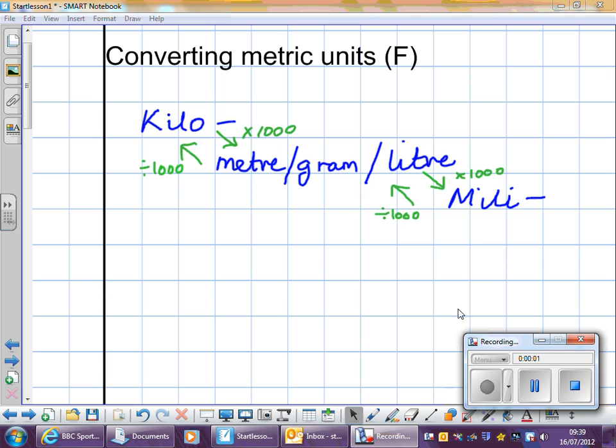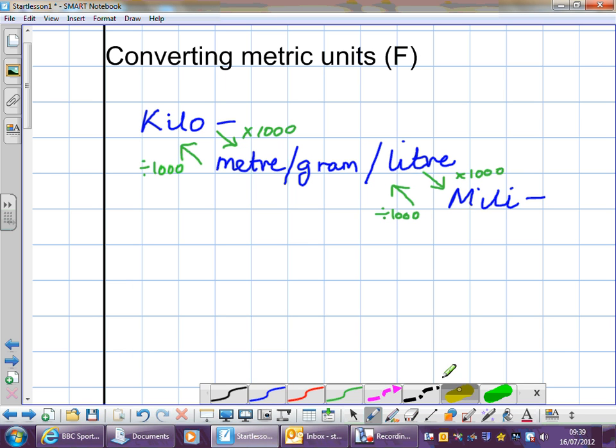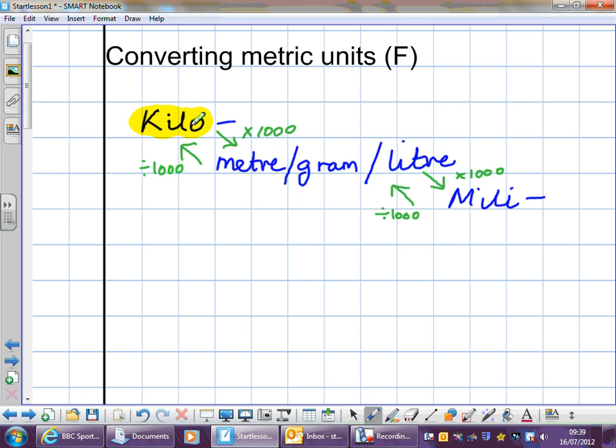Metric units. Great effort, GCSE. It all hinges on this: the relationship between the prefix kilo, which means 1,000 of, and milli, which means 1,000th of. And then we've got our standard units: meters for distance, grams for weight, and liters for capacity.